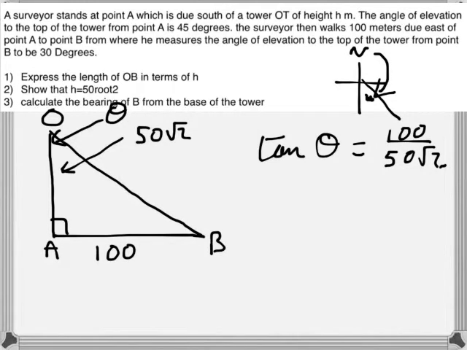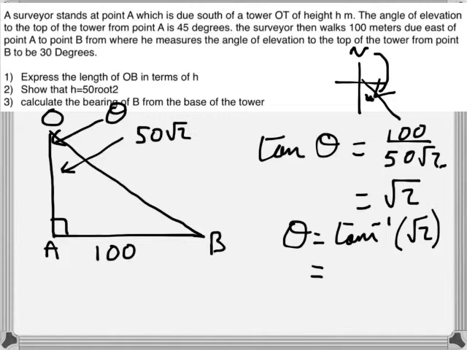So tan theta is going to be, 50s into 100 is 2, so it's 2 on root 2, which is equal to root 2. So theta equals tan to the minus 1 of root 2. Calculator, and you get that angle, which turns out to be 54 degrees and 44 minutes.